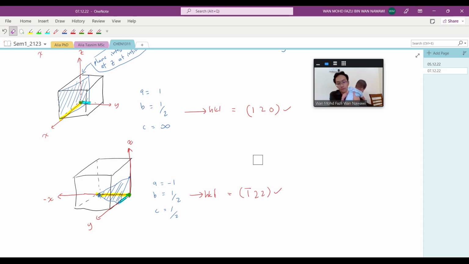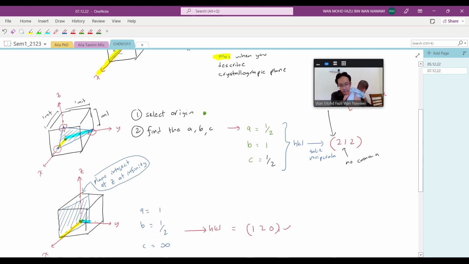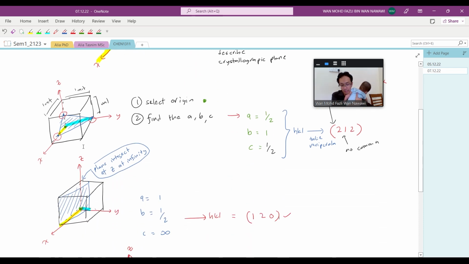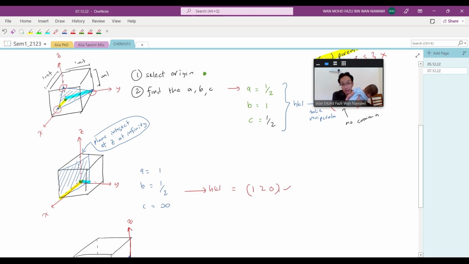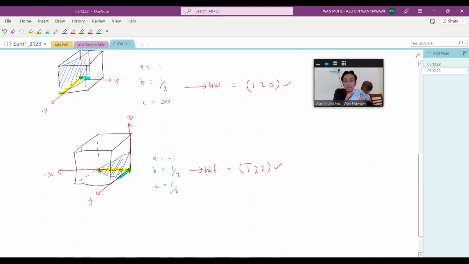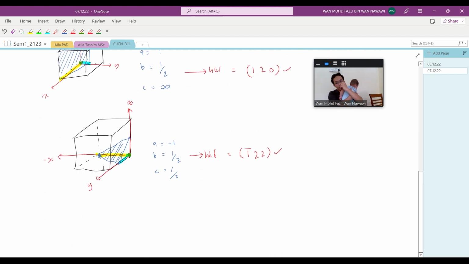So we learned at the beginning how to describe the normal plane, and second, how to describe the plane that does not intersect one of the axes, and the last, we learned about the negative plane. Okay, not negative plane but negative index.